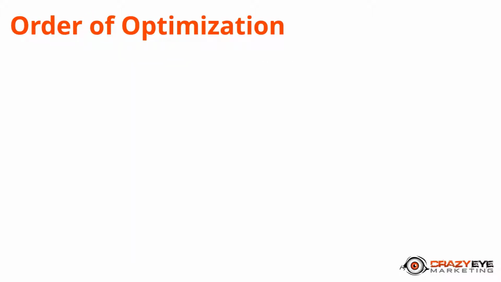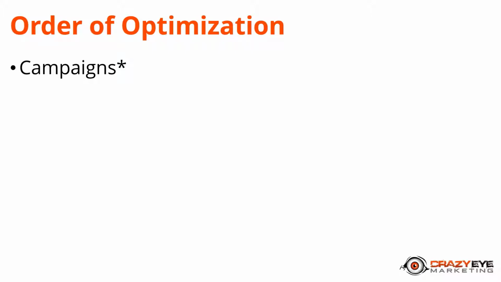Now real quick, a little bit about the order of optimization. So this is the order of things you want to optimize when you're optimizing your campaigns. The first thing to optimize here are your campaigns. Basically, if you have multiple campaigns that are doing the same thing, you can compare those campaigns and keep the best one.